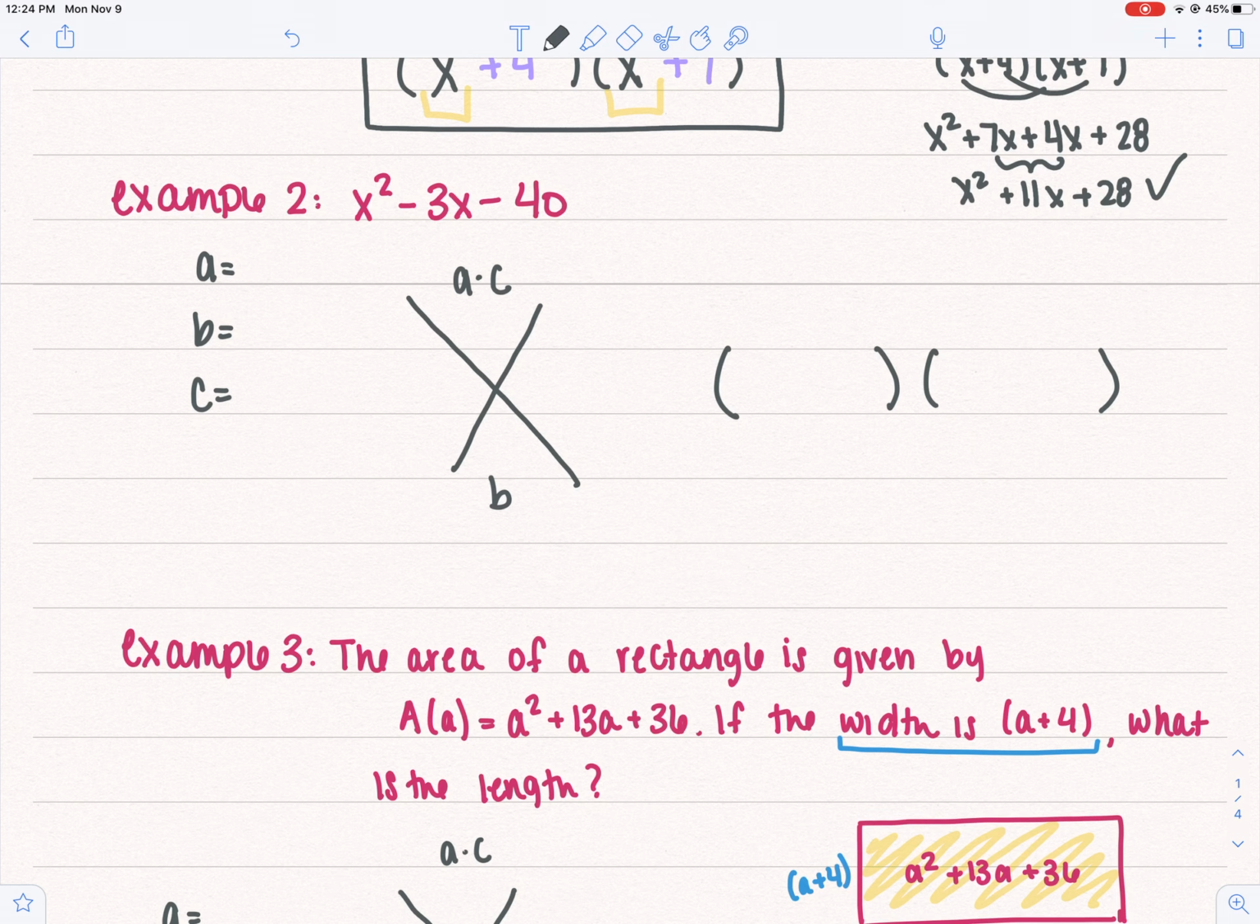Okay, here's my second example. So my second example says x squared minus 3x minus 40. I don't have a GCF, so I go straight to A, B, and C. So A is the number in front, which will be a 1. B is the number in front of x, which is a negative 3. And C is the number in the back, or the constant. So I'm going to multiply A times C, which is going to give me negative 40, and then B, which is negative 3. So because A times C is negative, we wrote down that that means my signs are going to be opposite. And we will talk about how to determine which one's going to be positive and which one's going to be negative of my factors after we find the two numbers.